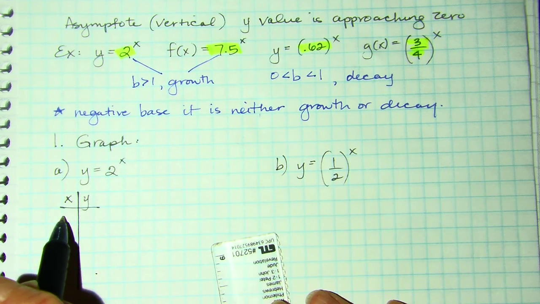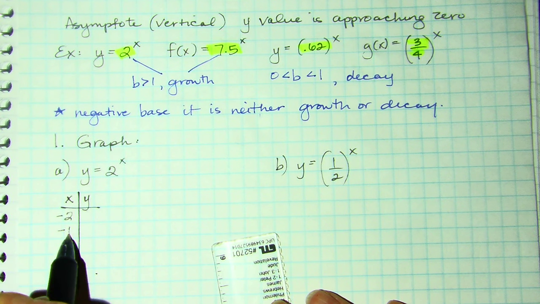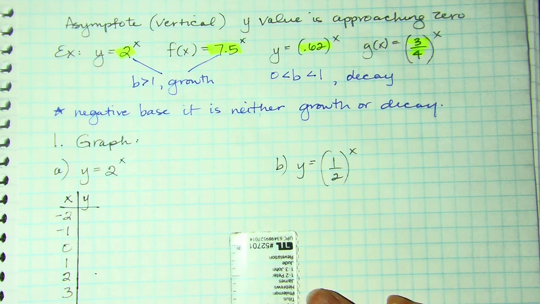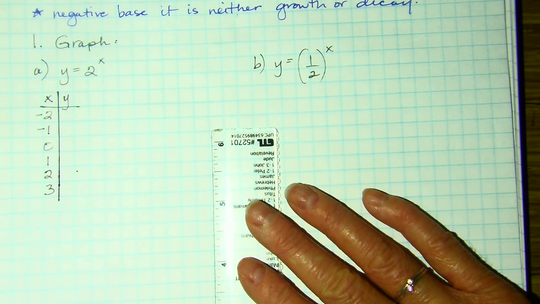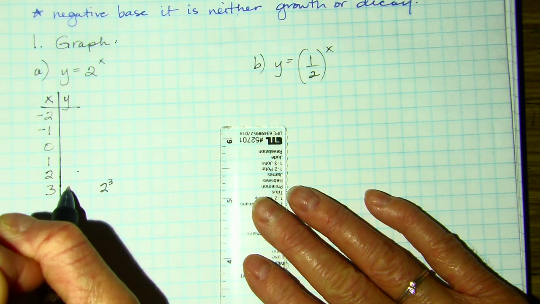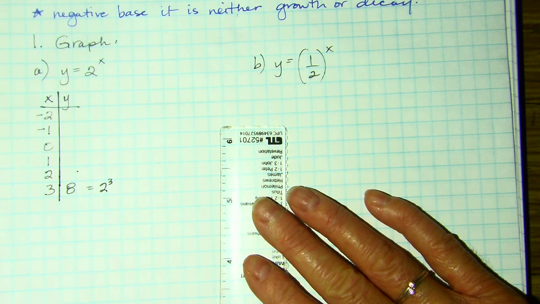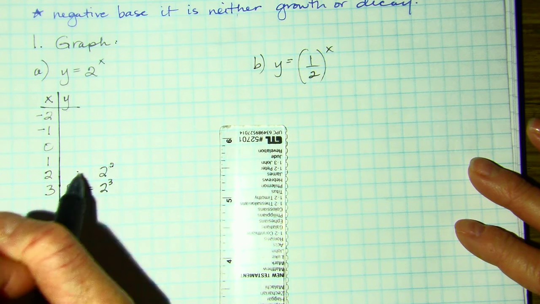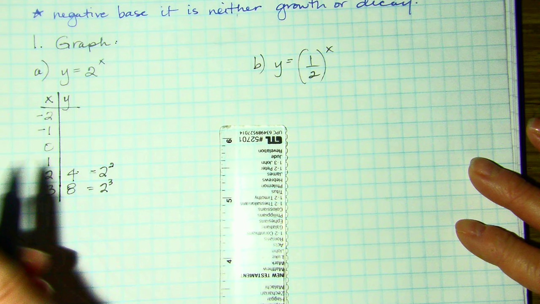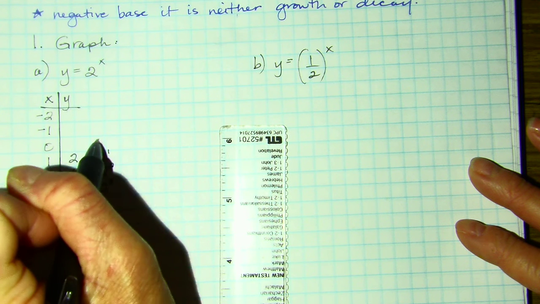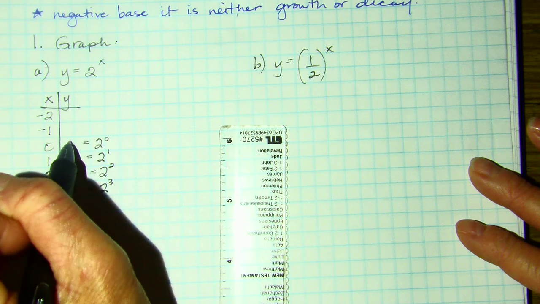So 2 to the x, I'm going to start with -2, -1, 0, 1, 2, and I'm actually going to go all the way to 3. So when building an exponential function, I know that when I plug this in, this is really 2 to the 3rd, which would give me 8. 2 times 2 times 2. This would be 2 squared, which equals 4. 2 to the 1st equals 2. 2 to the 0th power, anything to the 0th power is 1.